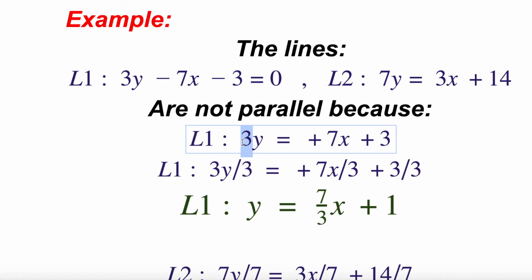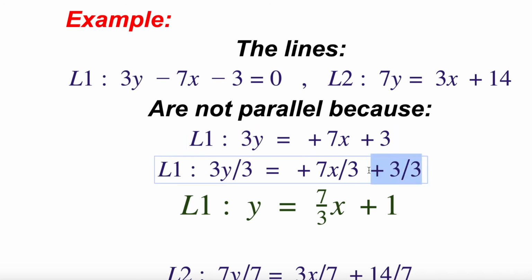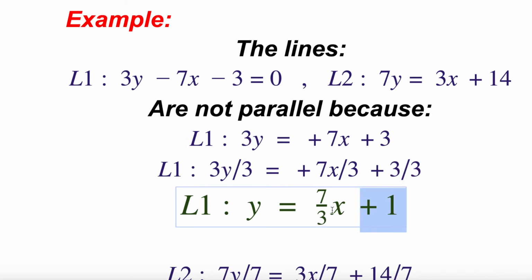It should be 1, because y equals mx plus b. That means 1y, not 3y's. So I need to divide by 3. I divided everything by 3. So the last answer is y equals 7 over 3x plus 1. Why 1? Because 3 divided by 3 is 1. So the slope here is 7 over 3.